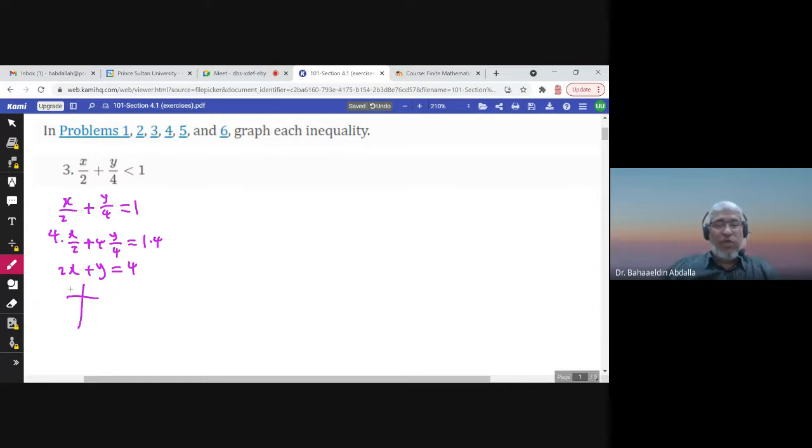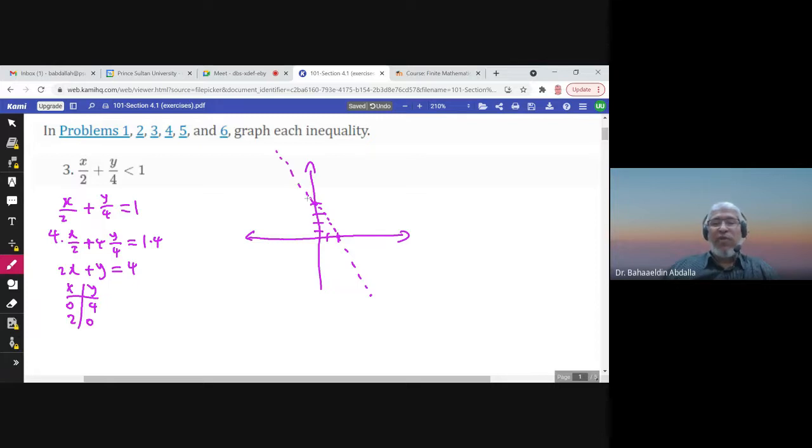Now to sketch the graph, I need 2 points. If x is 0, y is 4. If y is 0, 2x is 4, or x is 2. So 1, 2, 3, 4, this is (0, 4). 1, 2, this is (2, 0). There is no equality here, so the graph of this line would be a dashed line like this.